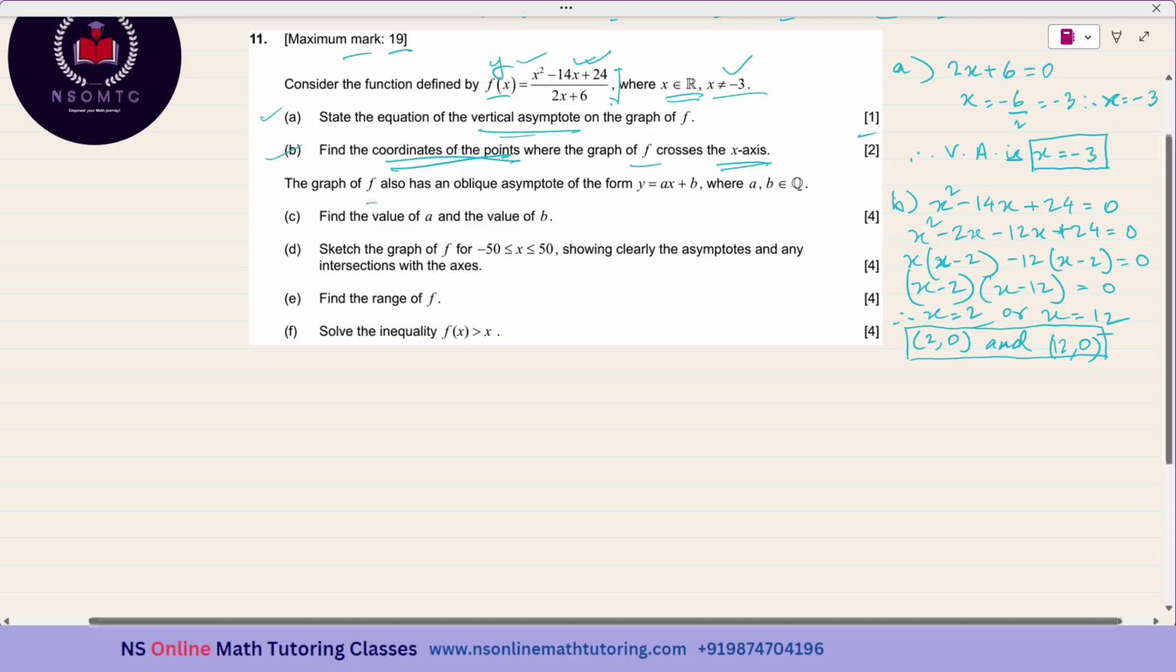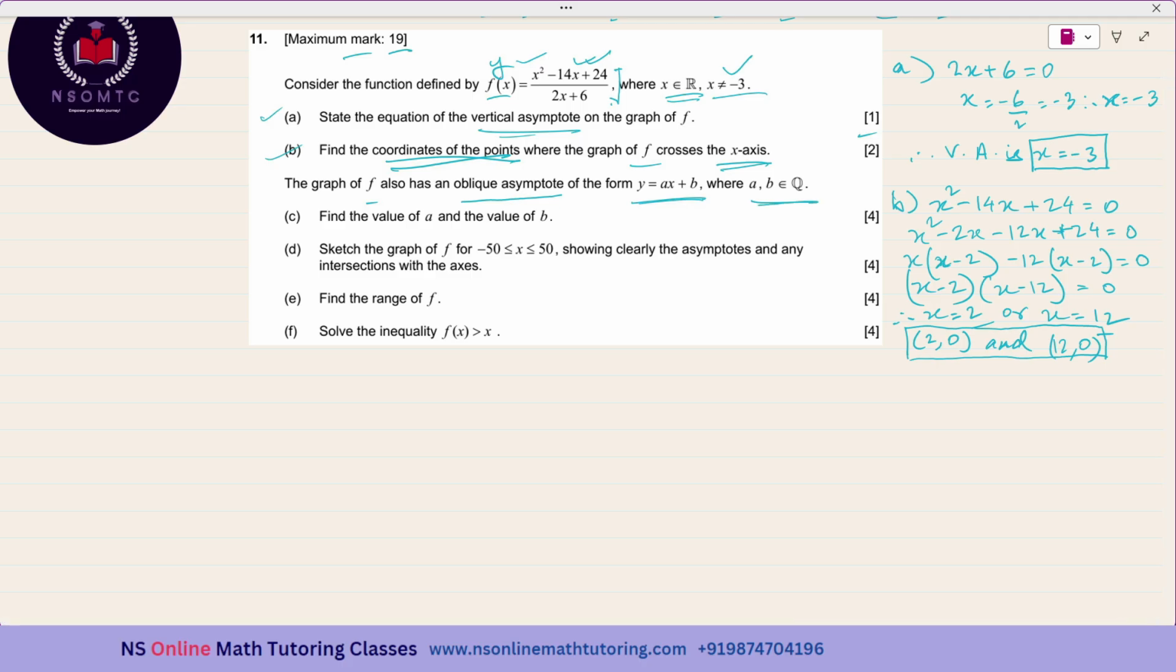Next, the graph of f has an oblique asymptote of the form y equal to ax plus b, where a and b belong to the set of rational numbers. So part C's question is find the value of a and the value of b. We have to find the equation of the oblique asymptote. Of course there will be an oblique asymptote because the degree of the denominator is 1 and the degree of the numerator is 2.